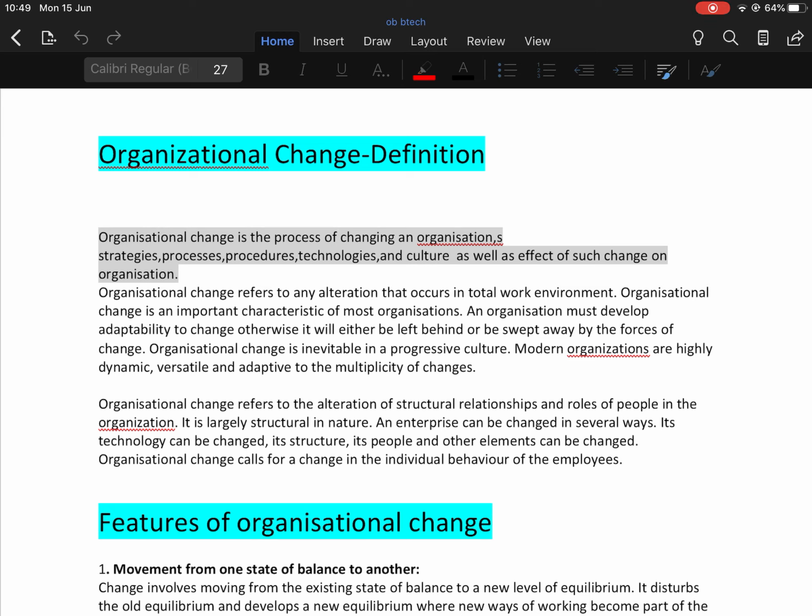So, organizational change refers to the alteration of structural relationships and roles of people in the organization. It is largely structural in nature, and an enterprise can be changed in several ways. Its technology can be changed, its structure can be changed, its people can be changed, and other elements also can be changed. So organizational change calls for a change in the individual behavior of the employees.